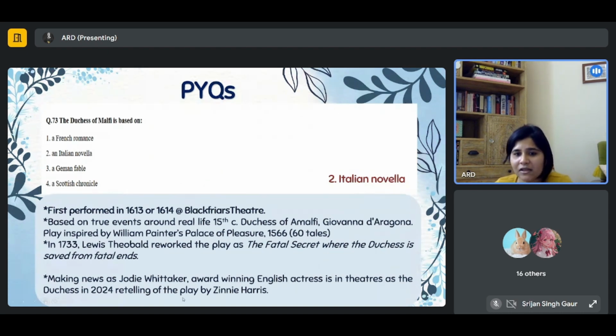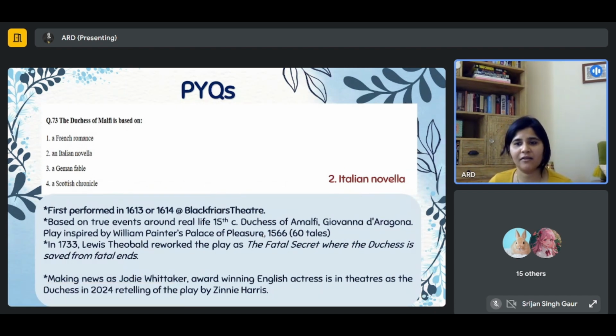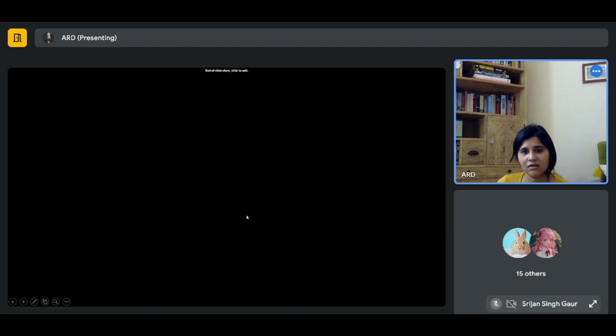Okay, Lewis Theobald did a reworking of it in 1733 as The Fatal Secret, where it's a positive reworking where the Duchess does not die at the end. So it is based on an Italian novella. It is taken from William Painter's Palace of Pleasure. William Painter's Palace of Pleasure was a document that came out. In that it had 60 tales. So out of those 60 tales, one tale was about the Duchess of Malfi, Giovanna d'Aragona. Duchess of Malfi is based on her real life. Okay, so with this we sum up.